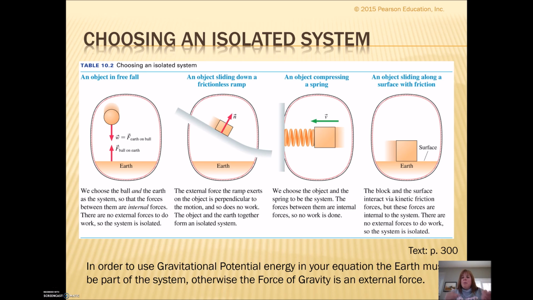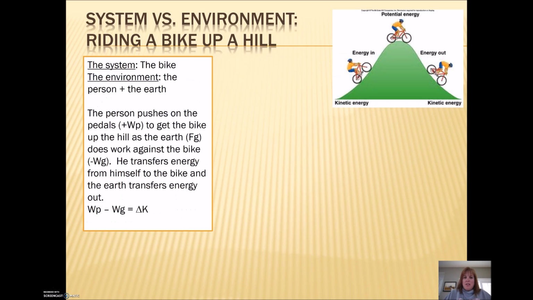But if we choose the block and the surface, then all those forces are internal, and instead we have kinetic energy being transformed into thermal energy. So let's look at a little more detail about how choosing a system affects the energy equations. A good example is a person riding a bike up a hill.